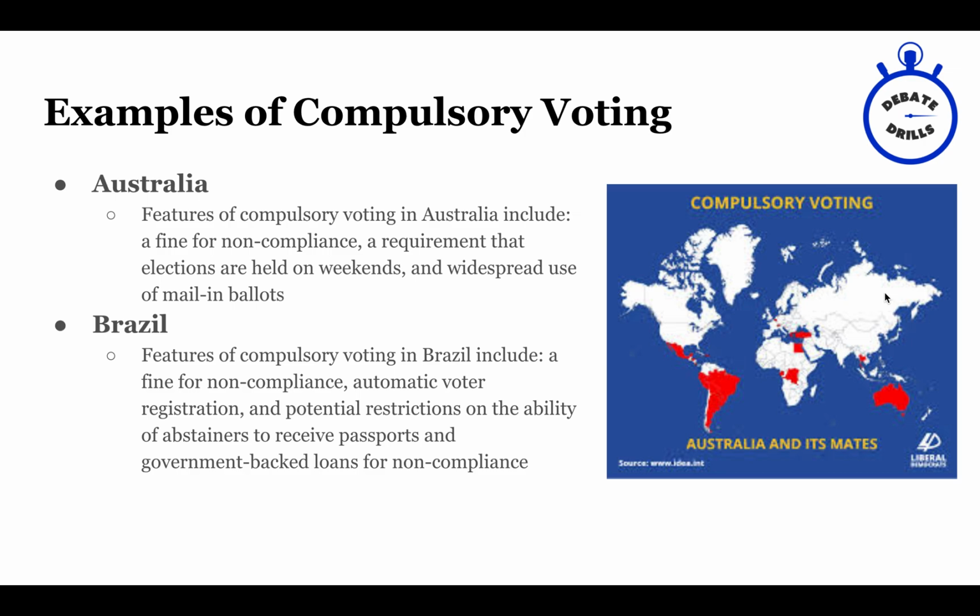So in Australia, features of compulsory voting include a fine for non-compliance, so if you don't vote, you get fined, a requirement that elections are held on weekends, and widespread use of mail-in ballots.